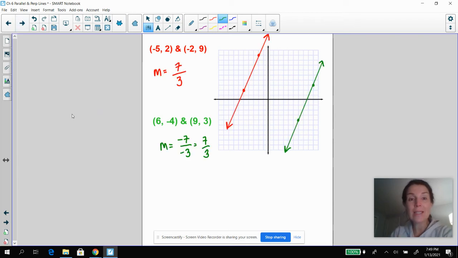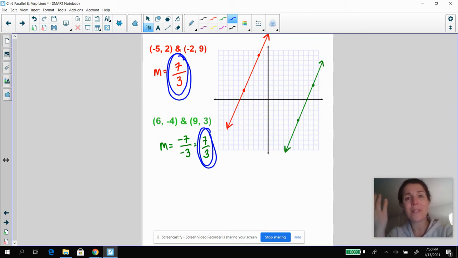So here's what I got. I got the slope of the red line is 7/3, and I got the slope of the blue line is also 7/3. Interesting. So we got the same slope. Now, does this mean that they're the same line? No. I went ahead and graphed my two coordinate points, the two red ones and the two green ones. It's not the same line, right? They're two separate lines. But do you notice how these lines, similar to 16 Handles and Rosie's, never intersect?